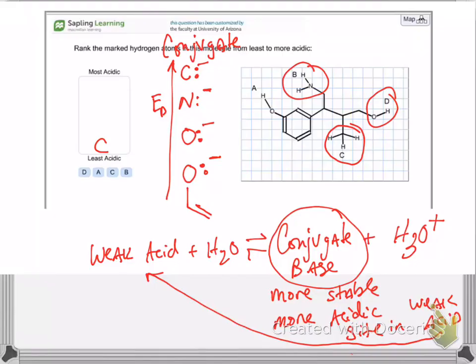So when we rank these, we see that C, which has the carbon, is going to be the least acidic, is the least stable product. It's not going to make very much H3O plus. And if we go in that ordering, we see that A would be the most stable. We get the most stable product. We should get the most acidic solution when that part of the molecule reacts with water.